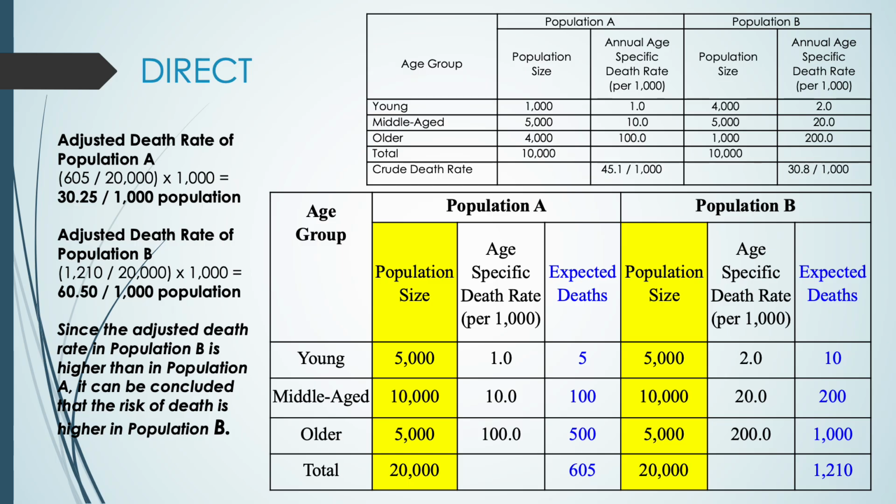Now that they are standardized for age, the populations A and B are now comparable. So from these computed values, the adjusted death rate in population B is found to be higher than in population A. Now it can be concluded that the risk of death is higher in population B. So that's how you do direct standardization.